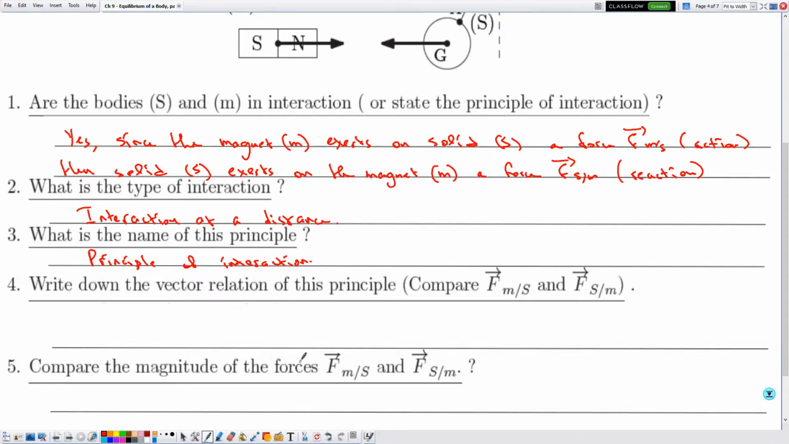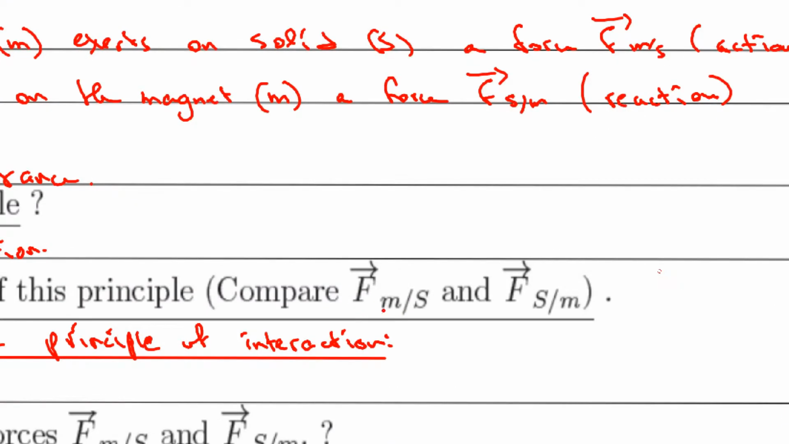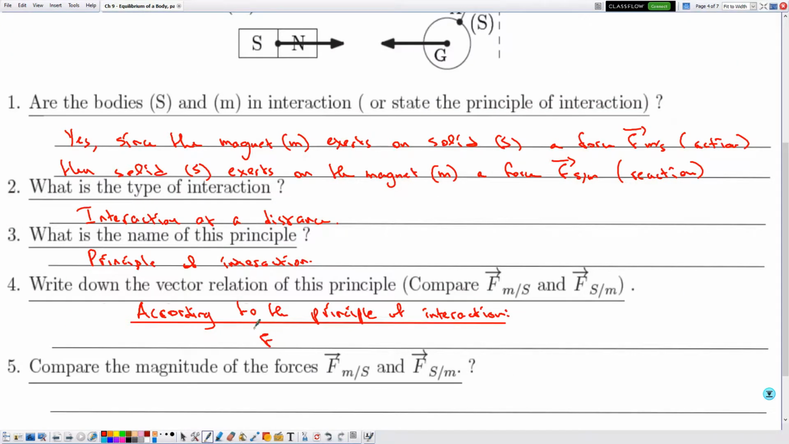Now then they are telling me to write down the vector relation of this principle, or in other words, we need to compare these forces. So it's a relation that includes vectors, and we are talking about the principle of interaction. Then as a title we will write according to the principle of interaction. Then the two forces that are involved in this problem, given by Fm on S and Fs on M, are related by a minus sign.